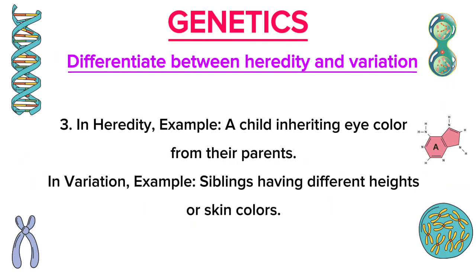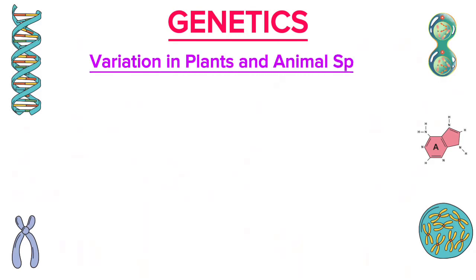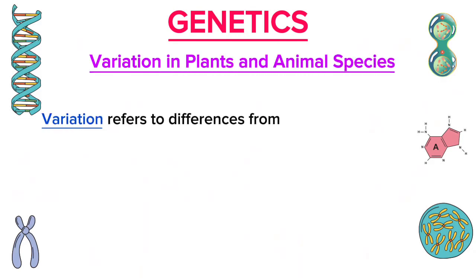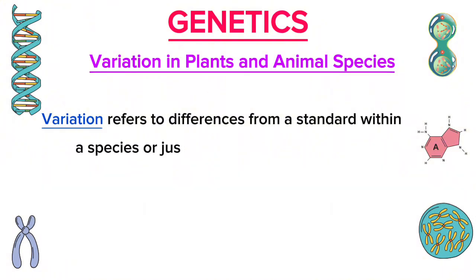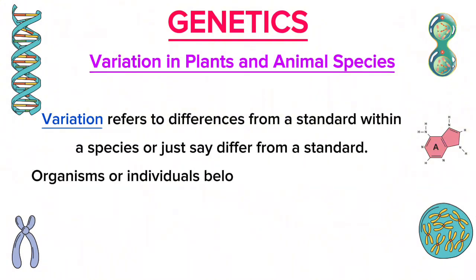So we're going to talk about variation in plants and animal species. The meaning of variation is that it refers to differences from a standard within a species, or just say differ from a standard.